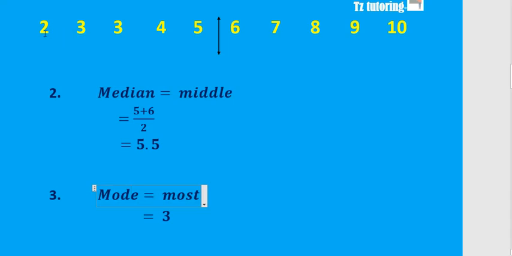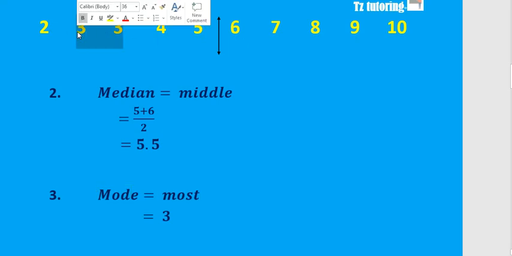So if you look at this data set, all the other values appear once. 2 appears once, 4 appears once, 5 appears once, 6 once, 7 once, 8 once, 9 once, and 10 once. So 2 is basically the only value that appears twice. Okay, so then our mode is 3, because that's the value that appears the most. Okay, I hope that makes sense to everyone.